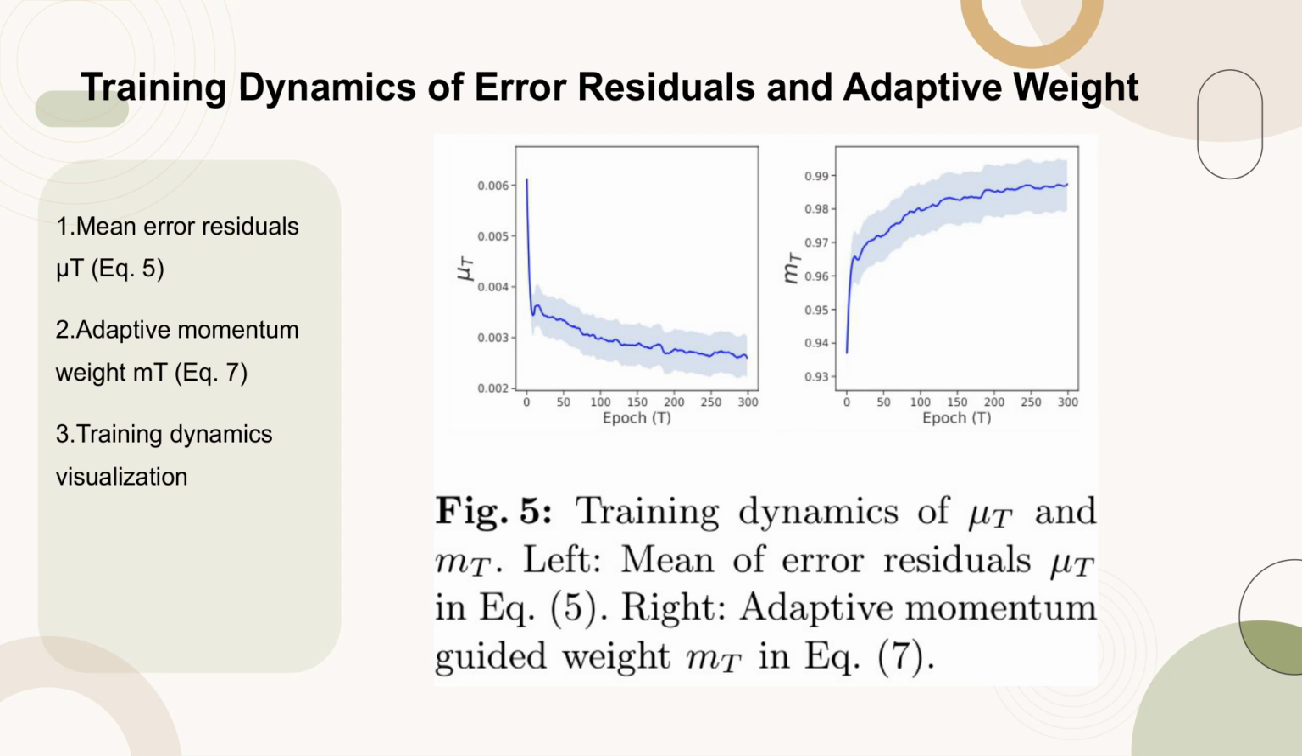Figure 5 illustrates the training dynamics of the mean error residuals, denoted as Ē_t, and the adaptive momentum-guided weight, denoted as M_t. On the left, the mean of error residuals is shown, which is calculated according to equation 5. On the right, the adaptive momentum-guided weight M_t is displayed, which is defined by equation 7. This figure demonstrates how these parameters evolve during training, reflecting the dynamic adaptation of the weight M_t in response to the changing characteristics of the error residuals. This evolution aligns with the design objective of progressively enhancing smoothness penalization as training progresses towards convergence.